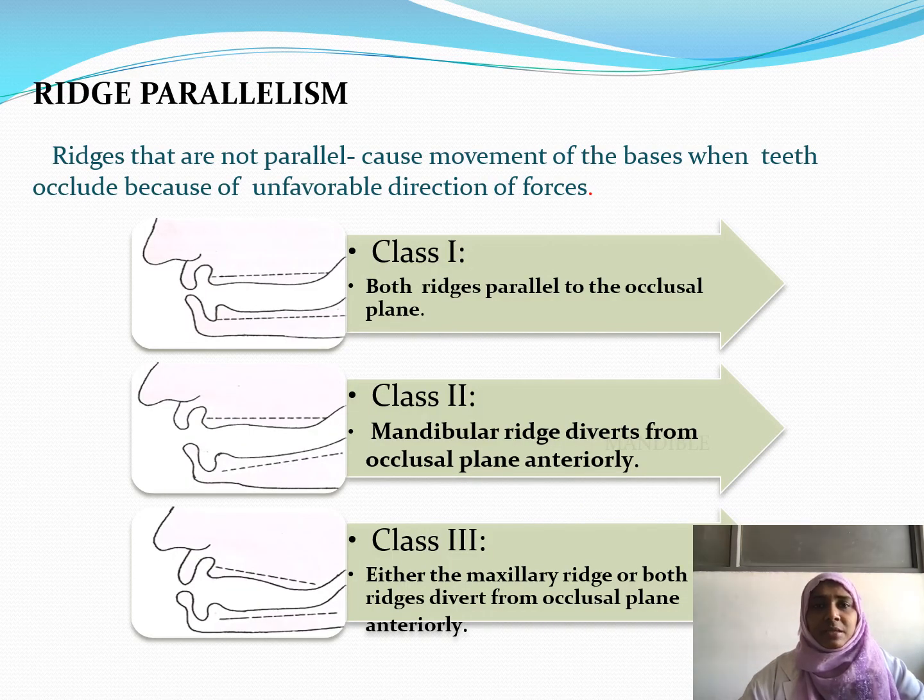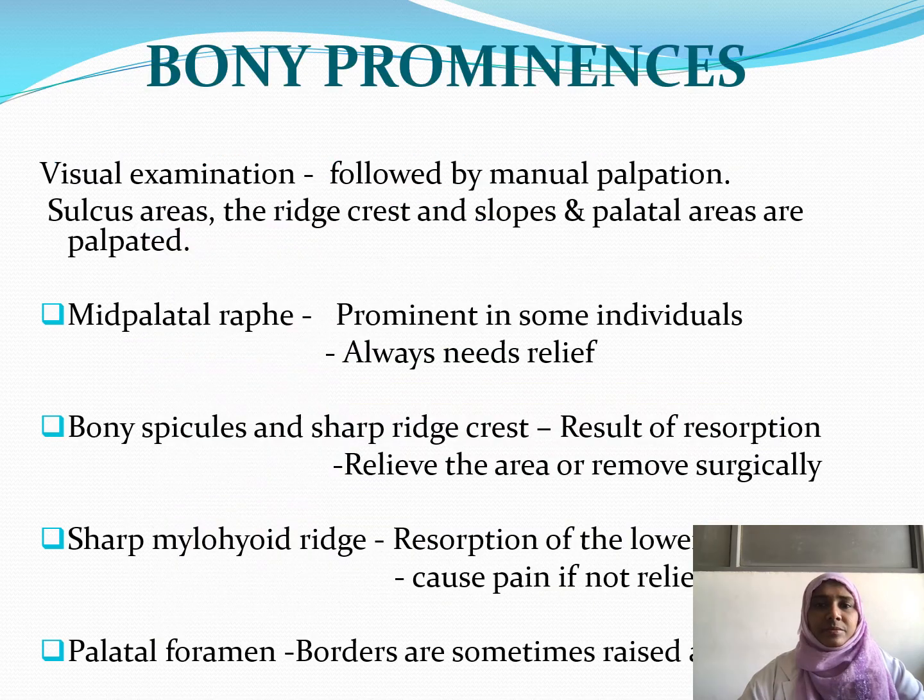Coming to the ridge parallelism, it is divided into class 1, both ridges parallel to the occlusal plane. Class 2, mandibular ridges diverge from the occlusal plane anteriorly. And class 3, either the maxillary or both ridges diverge from the occlusal plane.